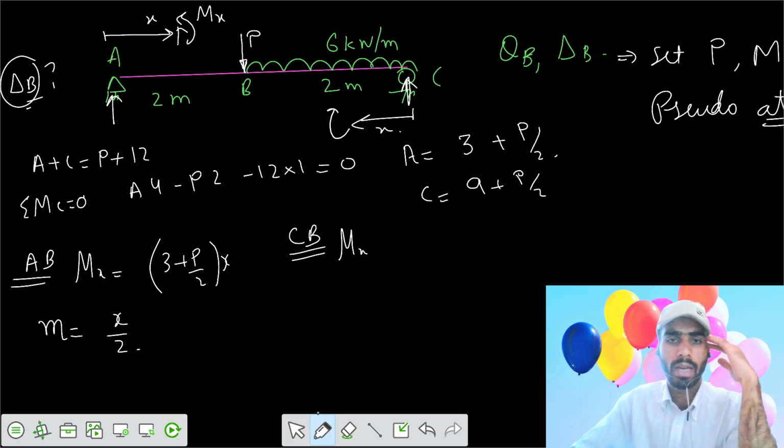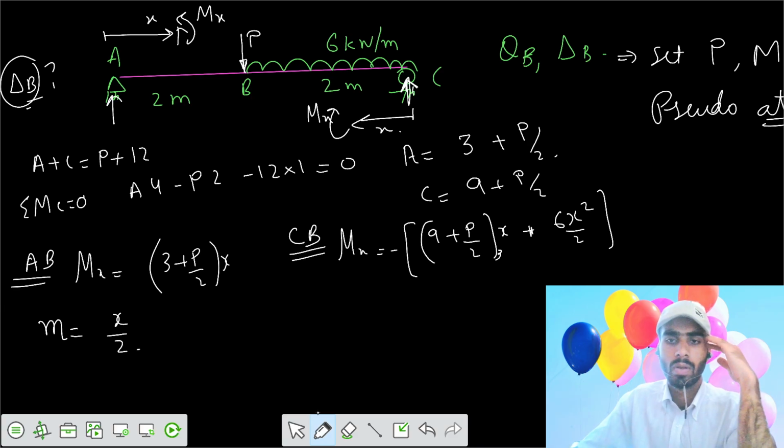Say this is your moment Mx. We can write that it is clockwise. Then you can write minus times your anti-clockwise moment of C, that's (9 + P/2) for length of x. Then you have positive wx squared by 2, 6x squared by 2. So what's the value of M here?